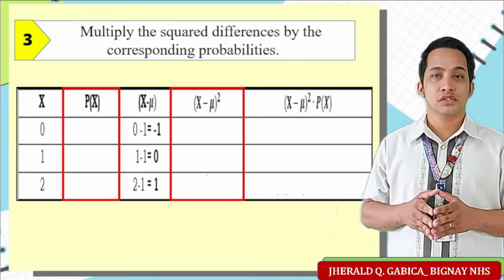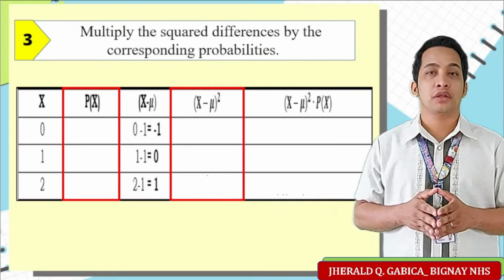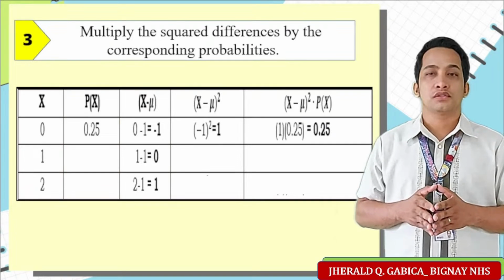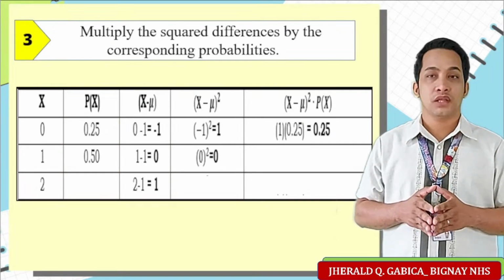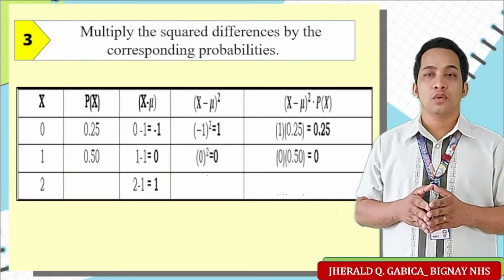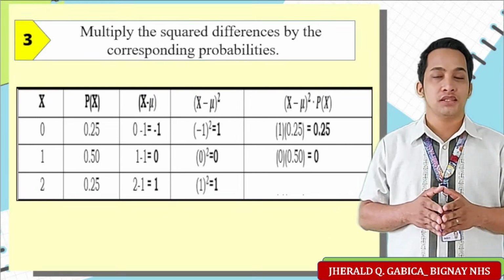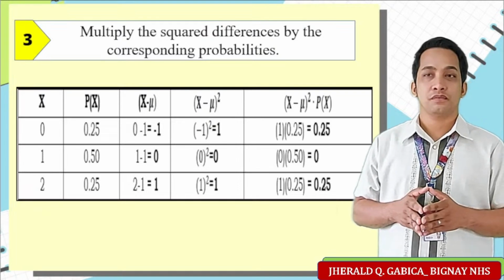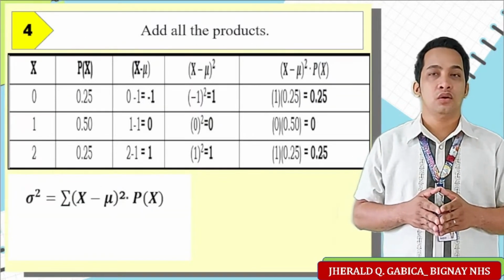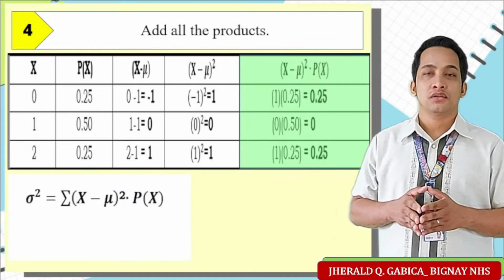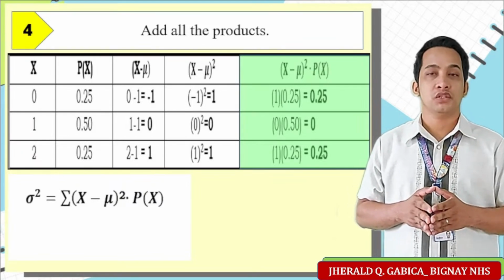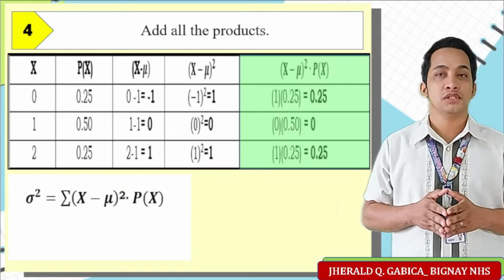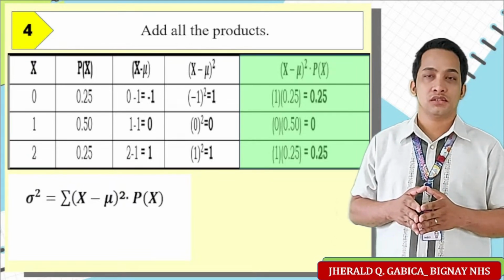So for our first, 1 times 0.25, that is equal to 0.25. 0 times 0.5, that is equal to 0. And 1 times 0.25, that is equal to 0.25. For the last step, we simply add all the products. So that is the summation of the quantity x minus mean squared times the probability of x.